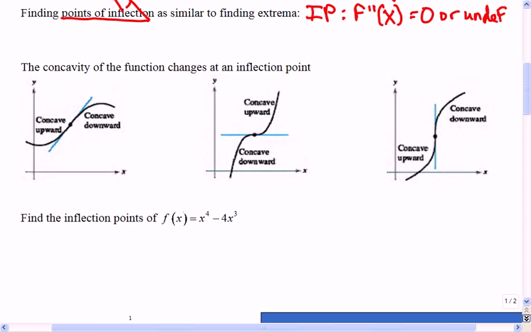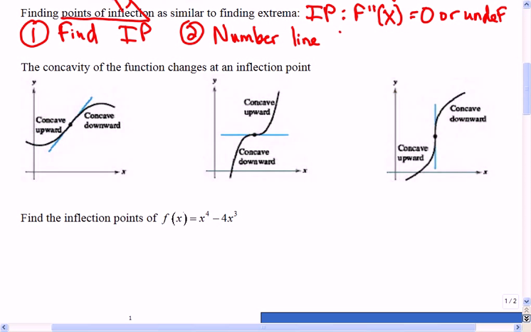And we're going to follow the same process. The first thing we did was let's find those inflection points. Then we would make a number line. And then we wanted to figure out where it's positive and negative. Because to us, positive is concave up and negative is concave down. So we're going to do much the same process, but today we're talking about second derivatives.